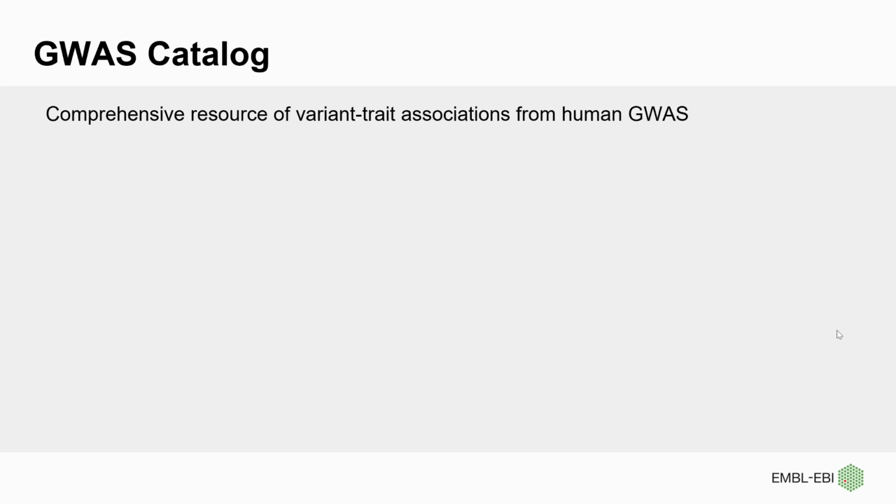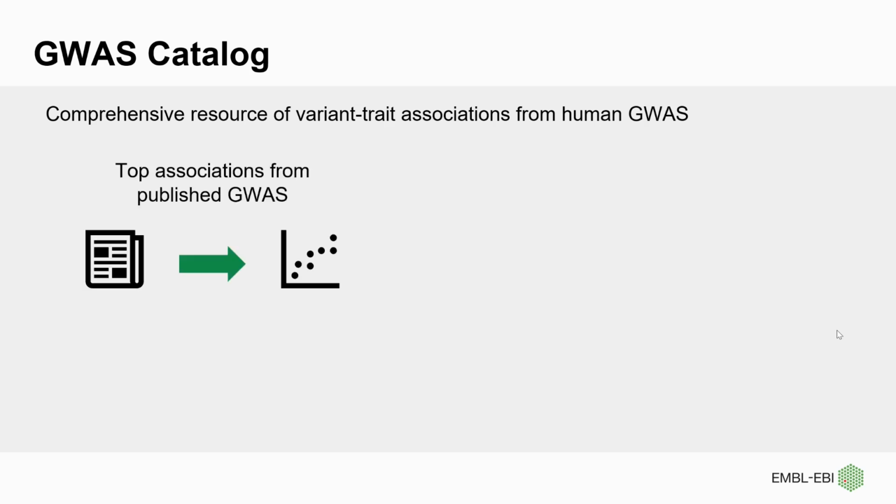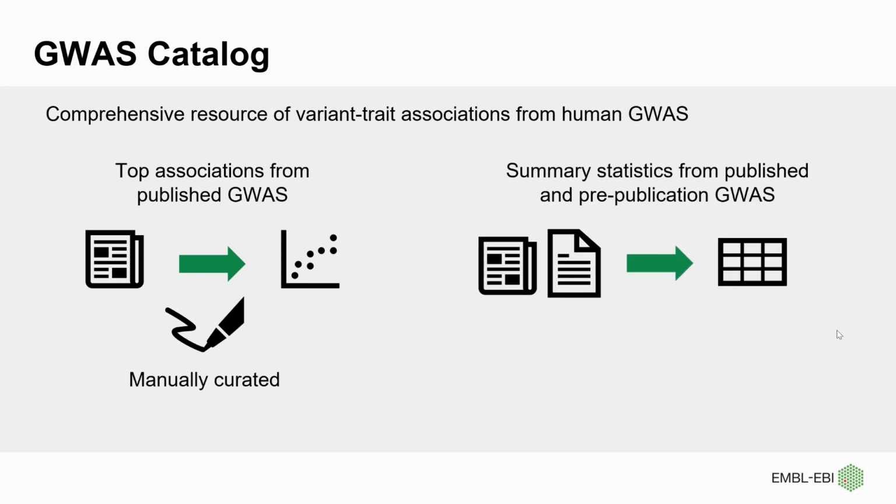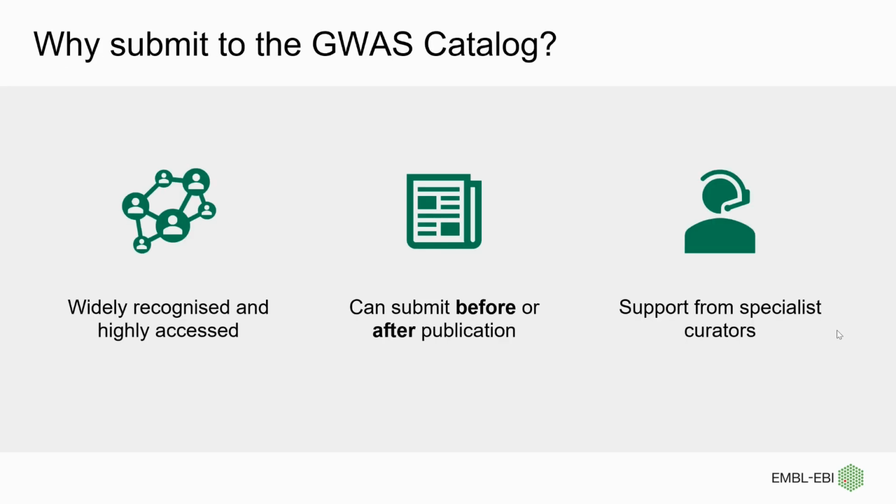Now introducing the GWAS Catalog's role. The GWAS Catalog is a comprehensive resource of variant-trait associations from human GWAS. The catalog contains two main types of data. We have top associations from published GWAS, and those are manually curated from papers by our curation team. But we also include the full summary statistics from both published and pre-publication GWAS, and these can be submitted directly to us by authors.